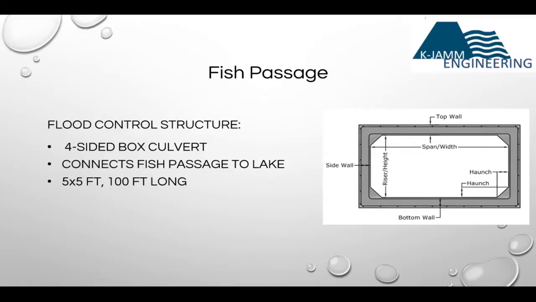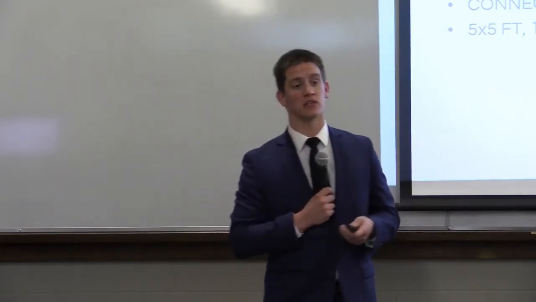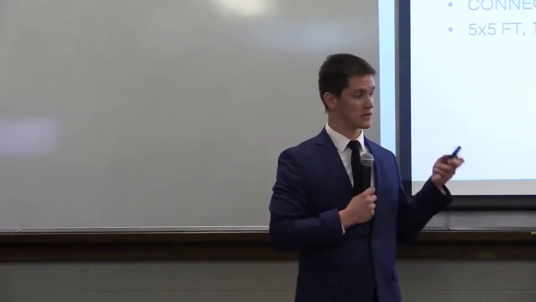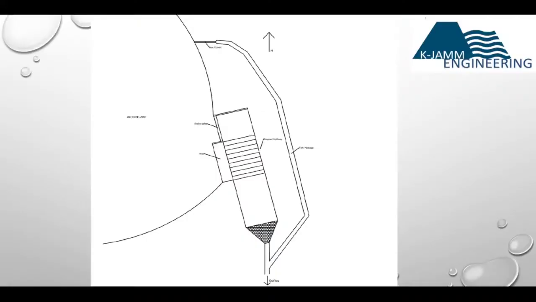In order to control the flow rate coming into the fish passage itself, I needed to design a form of flood control structure. I decided on a 4-sided box culvert that is 5 by 5 feet and 100 feet long. This connects the fish passage to the lake itself, and it's on the north end of the fish passage. And to give you an image of how things work together here, so here are our sluice gates. They flow into this channel, down the stepped spillway, into this channel, and this is our erosion control right here.